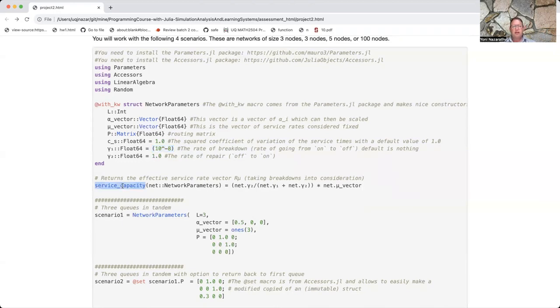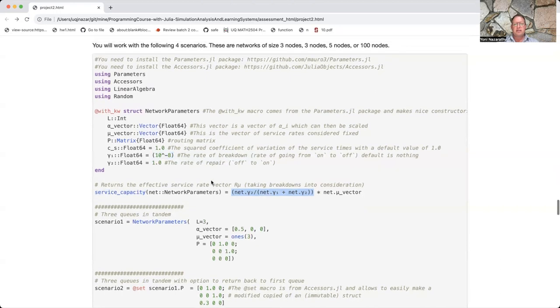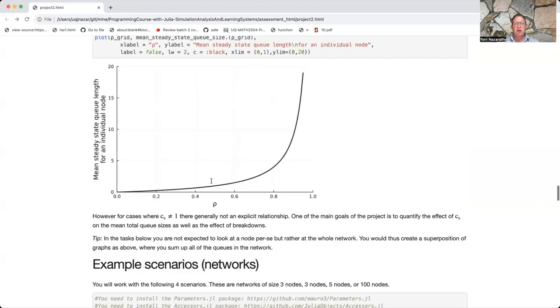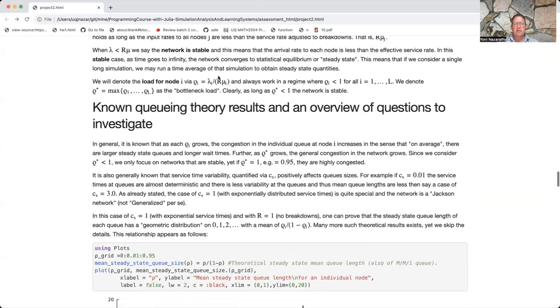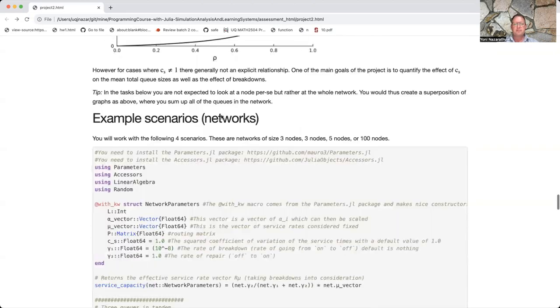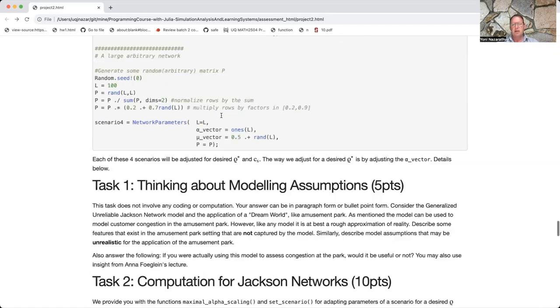Now, we give you this nice one-line function, service capacity. It gets network parameters, and it's actually going to just return this vector mu multiplied by R. So this is going to say, what's the service capacity? It's just a useful function. It's just R times mu. That's the denominator of this, if you like. All right, but it's a vector.